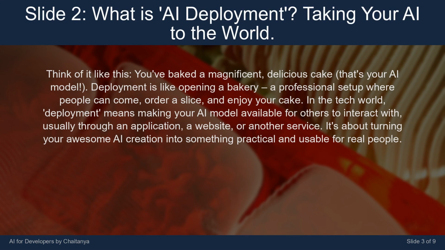Think of it like this. You've baked a magnificent, delicious cake. That's your AI model. Deployment is like opening a bakery, a professional setup where people can come, order a slice, and enjoy your cake. In the tech world, deployment means making your AI model available for others to interact with, usually through an application, a website, or another service. It's about turning your awesome AI creation into something practical and usable for real people.